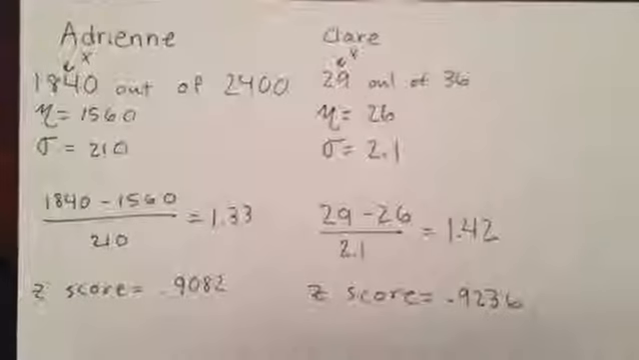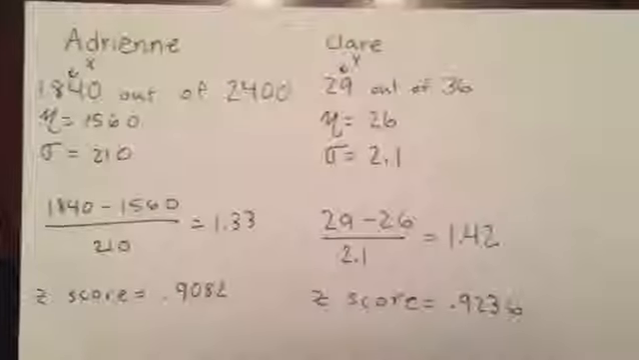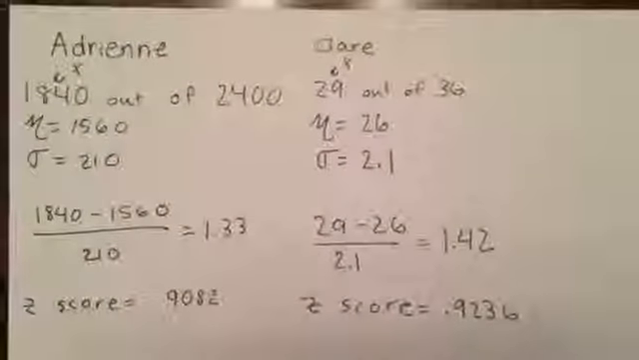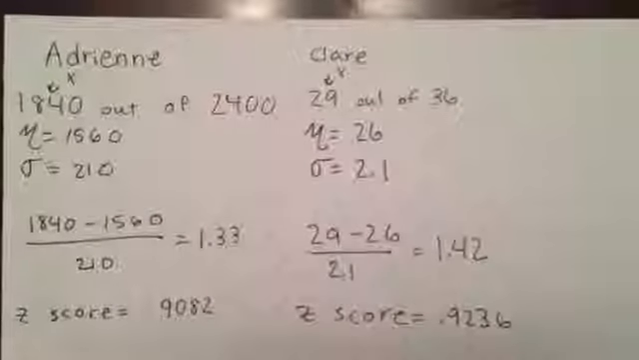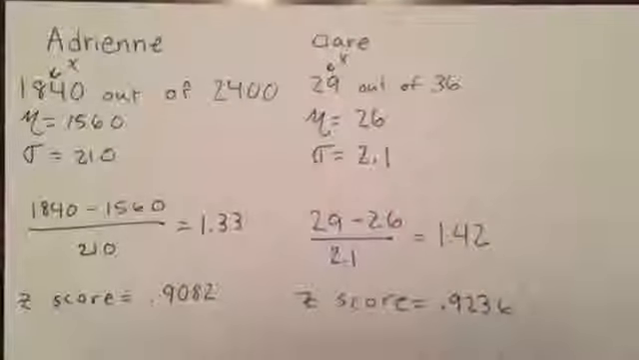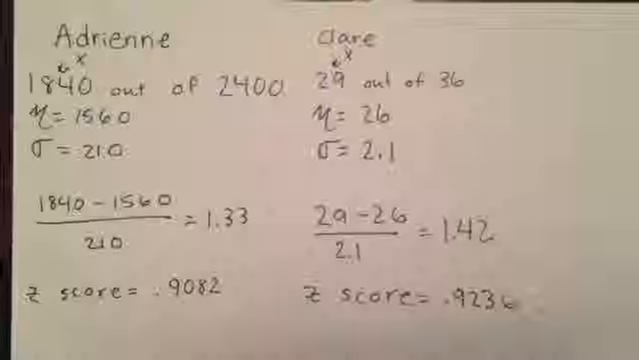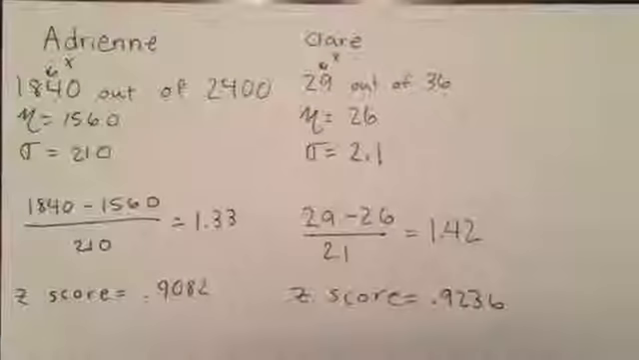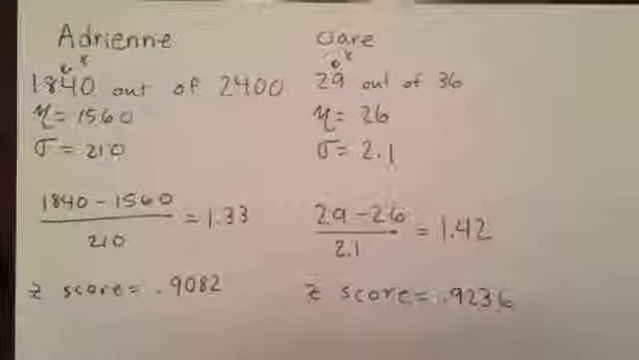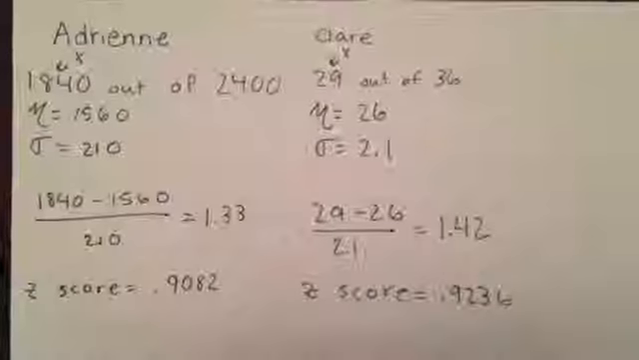So how do we compare when it's out of two different numbers? We want to do this without faulting or blundering. So Claire took a test and scored a 29. This was out of 36. This is how she thrives. The average was 26 and the standard deviation 2.1. Let's plug these numbers in. It'll be so much fun.